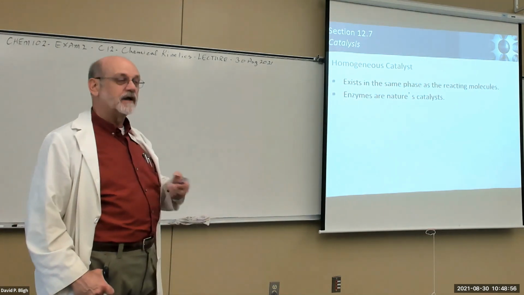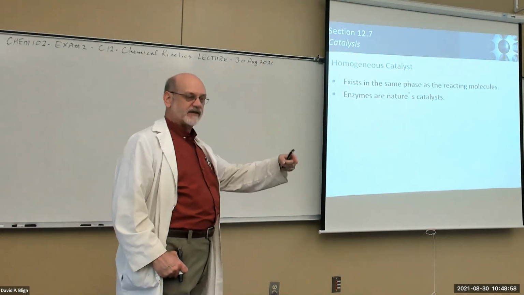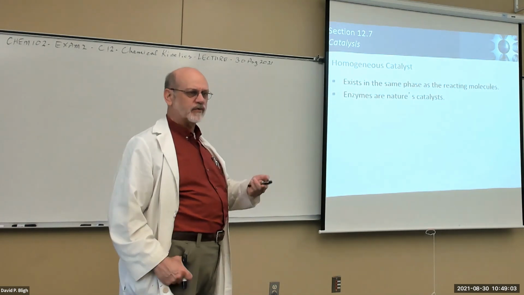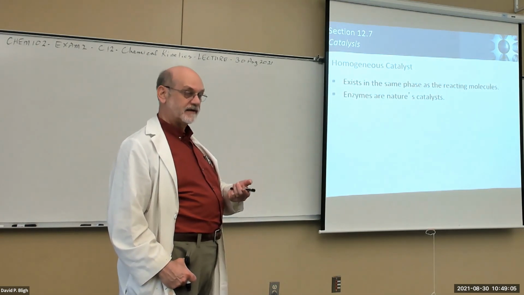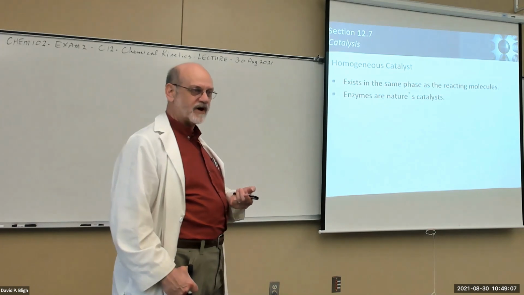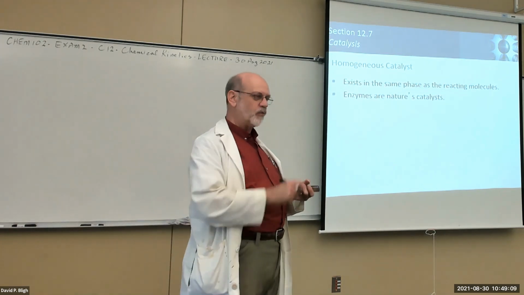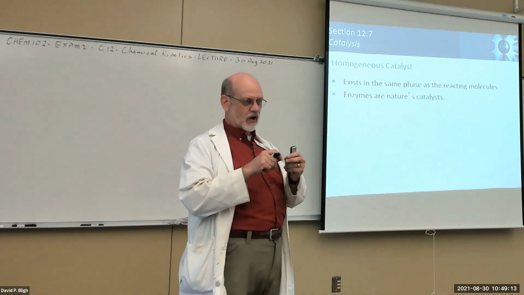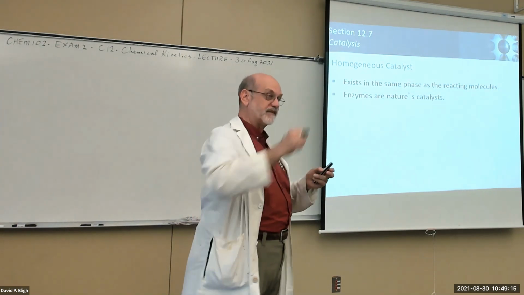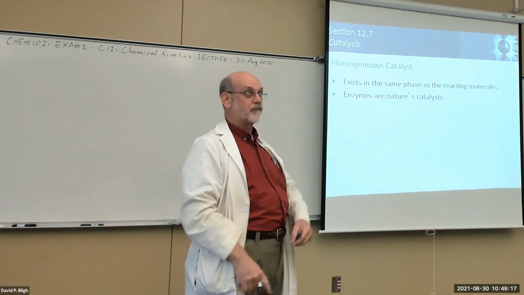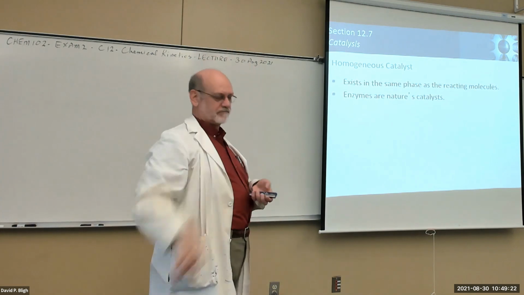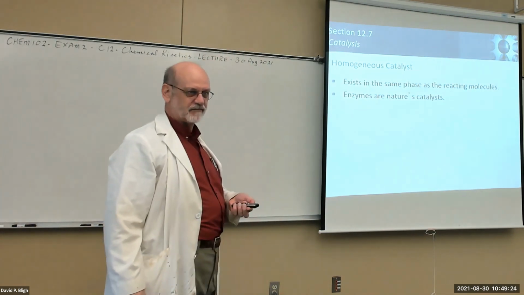A homogeneous catalyst is one which is in the same phase as the reactants. And a perfect example of that is hydrogen peroxide and potassium iodide. If you've ever seen hydrogen peroxide with a little soap in it and maybe some coloring, and then you dissolve potassium iodide in solution and dump it in there, pretty soon it just makes a big colored smokestack of bubbles.